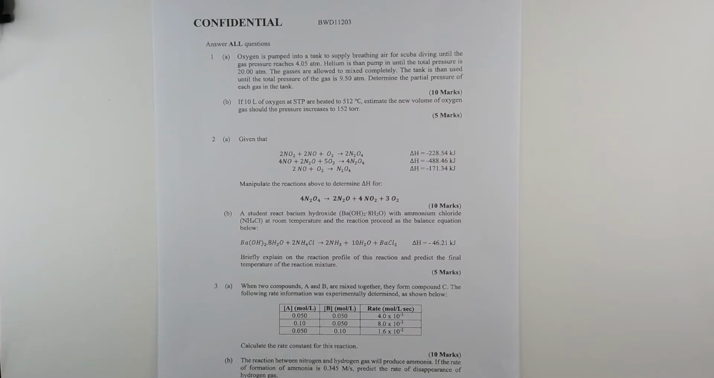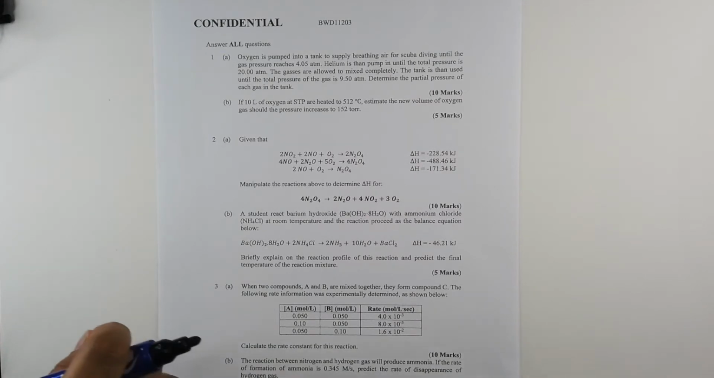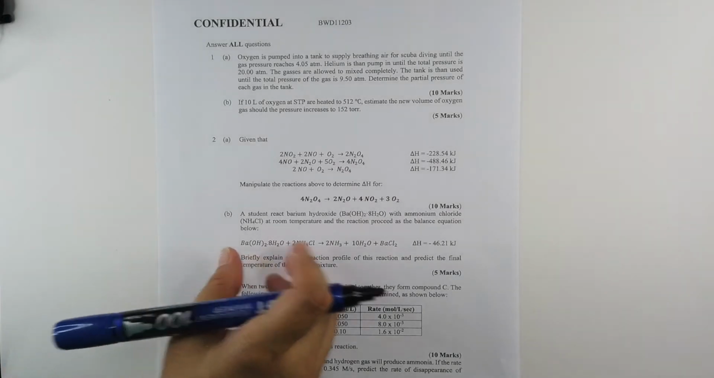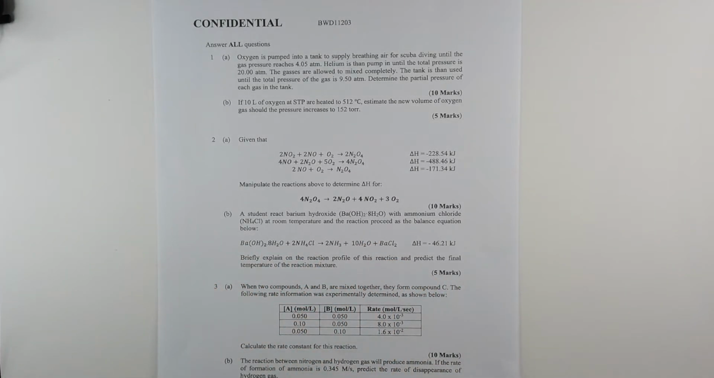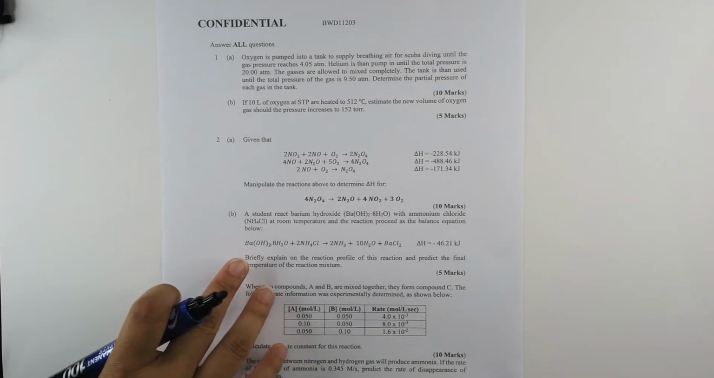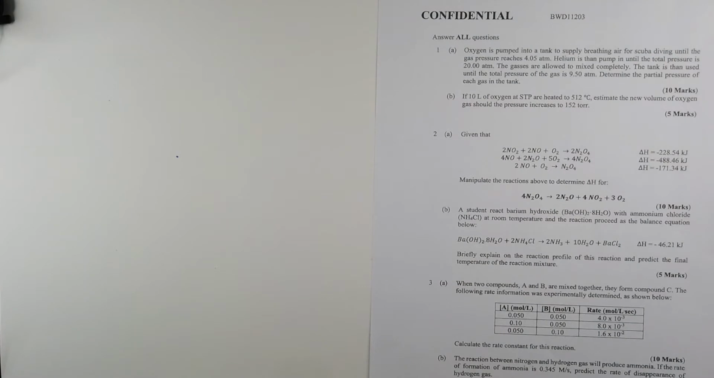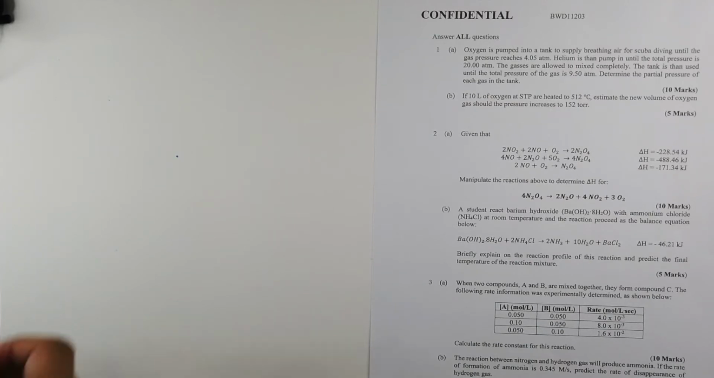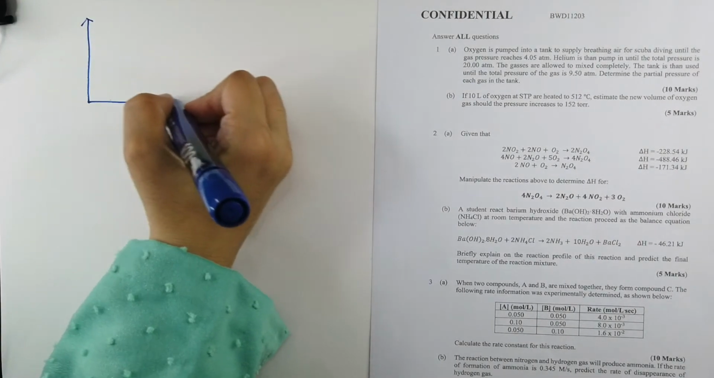The first thing that you need to do is briefly explain the reaction profile. So what is the reaction profile? It is the graph that will depict this reaction that occurs. The first thing that you need to do is decide whether this reaction is an exothermic or endothermic process. You do so by looking at the value of delta H. Since your delta H is negative, this is an exothermic process. So the reaction profile that you need to draw is the exothermic graph.